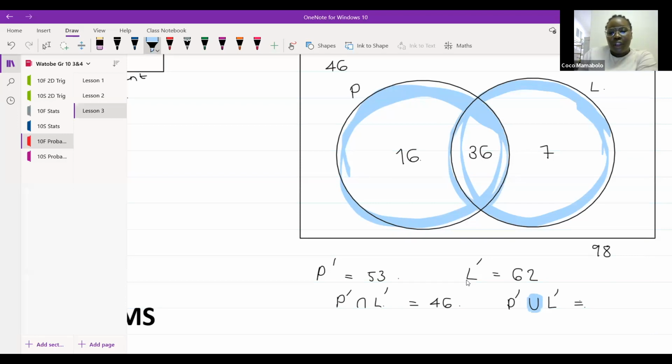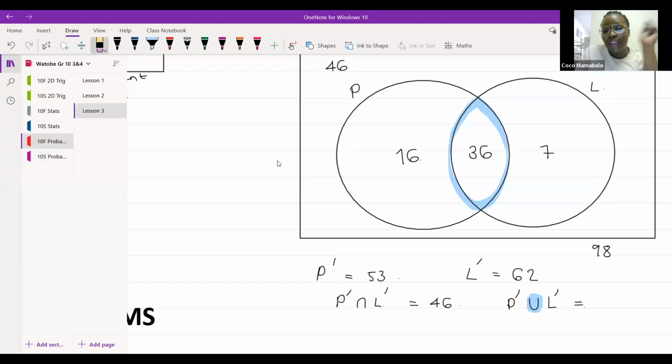So if we have a union and we want the complement of the union, it's going to be things that are in both. To explain, the complement of the union means that you cannot do physics or life science, but you can do physics and life science. Am I making sense? So the complement of P union with complement of L would be this thing in the middle over here, plus that 46 over there. So we will have 36 plus 46.